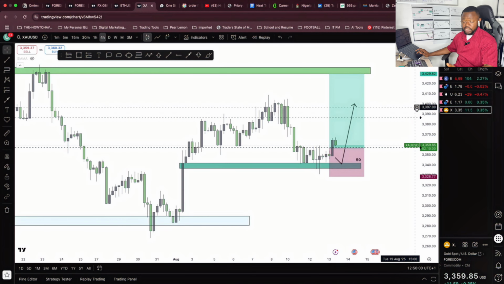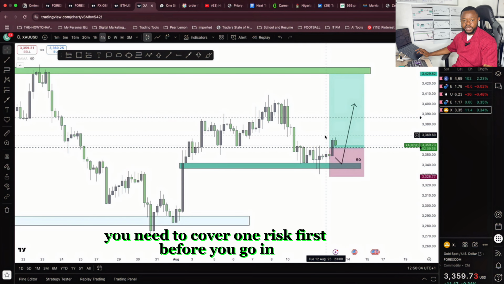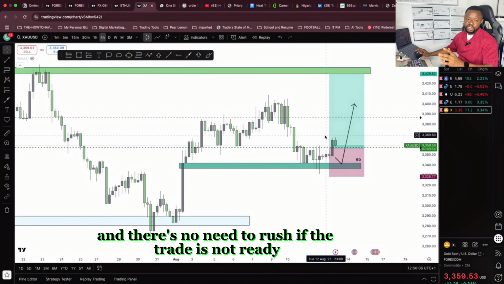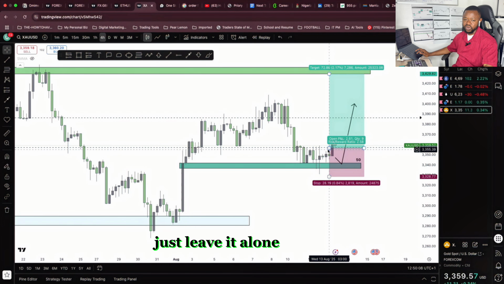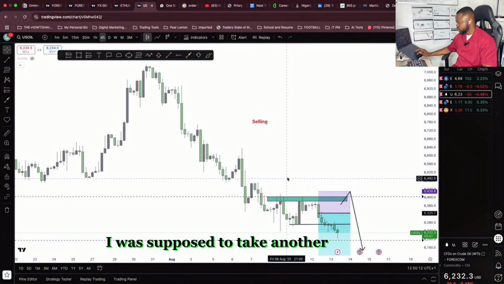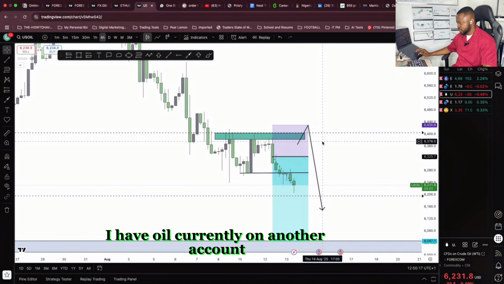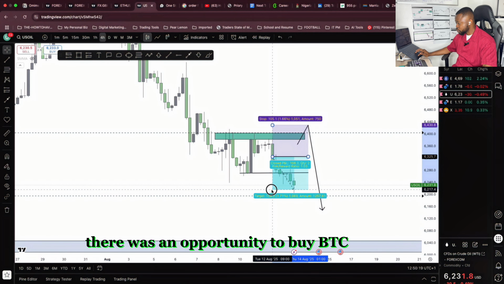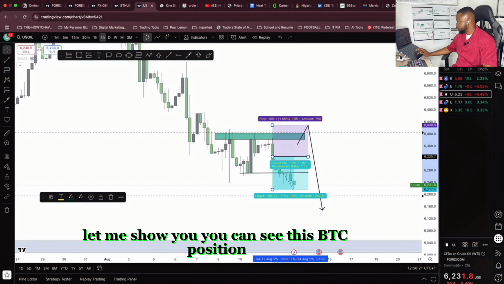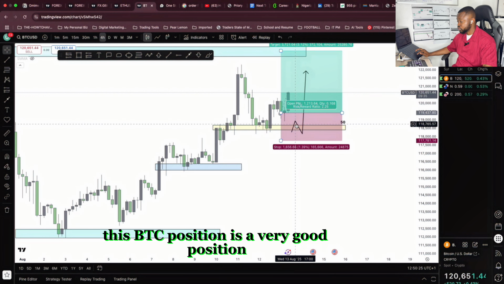Yeah, basically. The main thing is you need to cover one risk first before you go in, and there's no need to rush. If the trade is not ready, just leave it alone. Let's say on this, okay, I have this trade, I have oil currently on another account. There was an opportunity to buy BTC. Let me show you. You can see this BTC position. This BTC position is a very good position. I'm not in this trade.